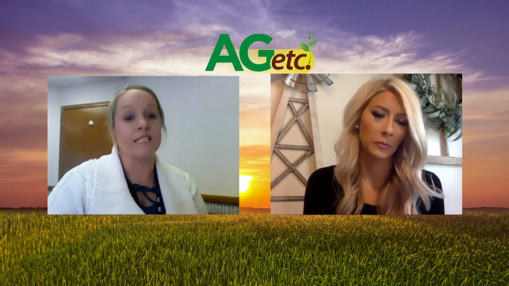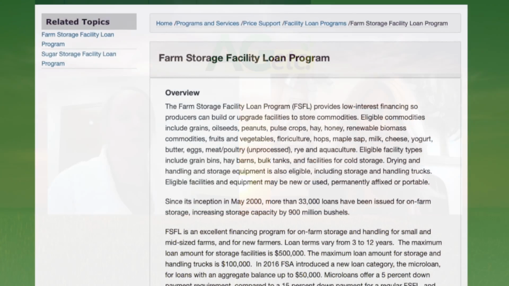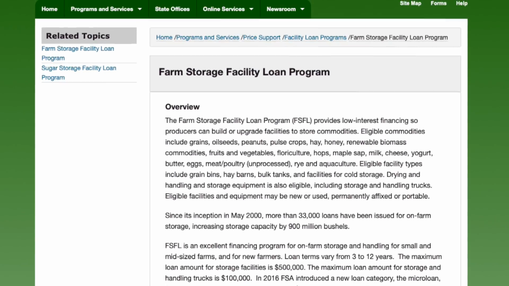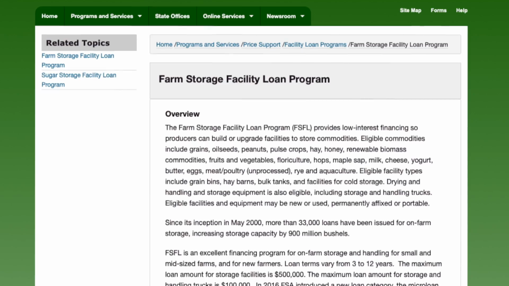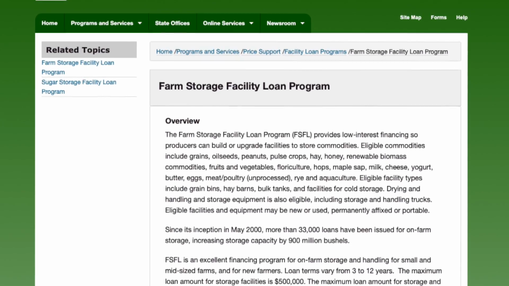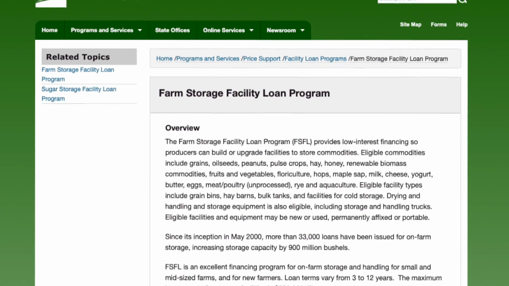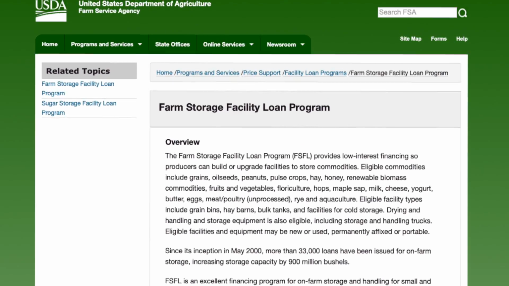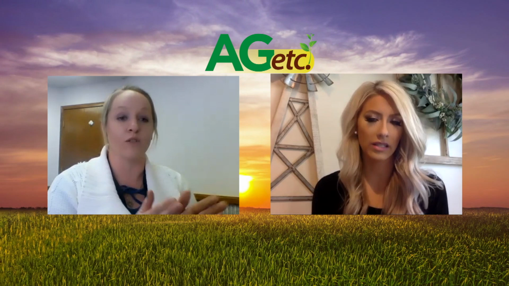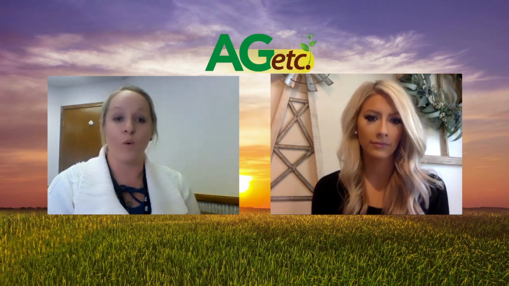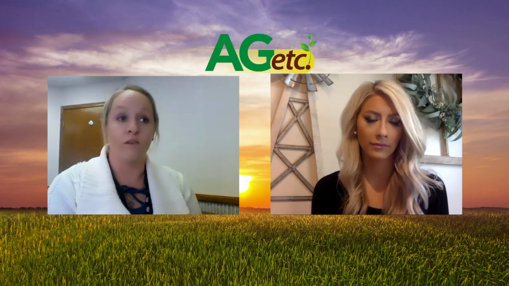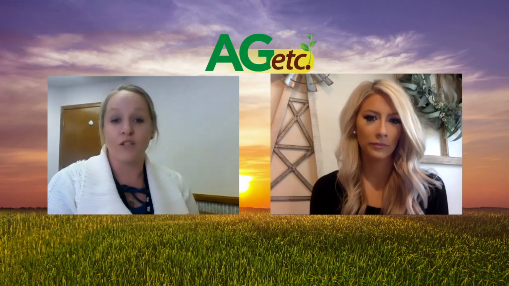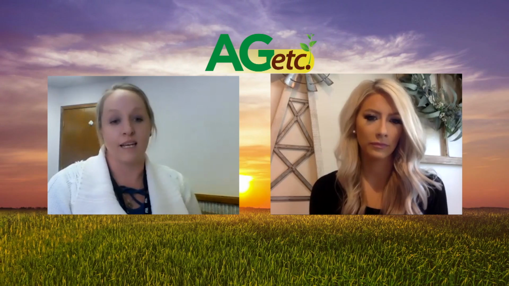Is there any form of security required along with this loan? Absolutely, there is. If we have an applicant that comes in and has an aggregate balance on their application of $100,000 or less, we will take a lien on the structure or the equipment item that they are purchasing. Anything above the $100,000, and again, it's the aggregate balance, so it's the total amount that they would owe for the Farm Storage Facility Loan Program, requires additional security in the form of real estate.